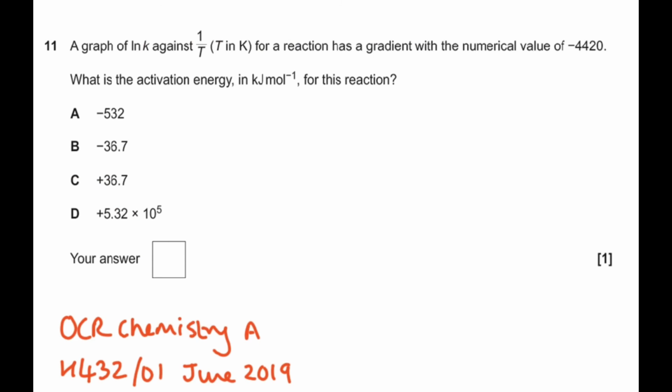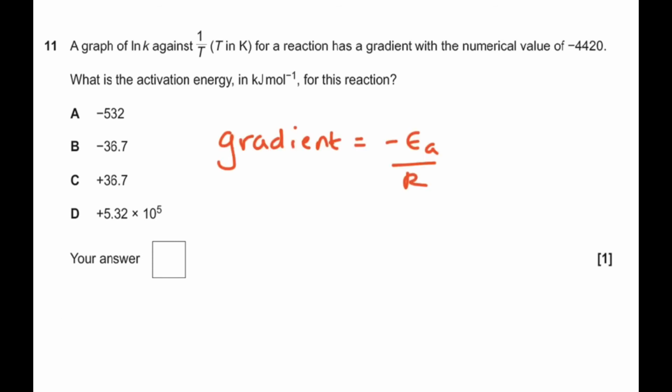And this exam question, a multiple choice question, is taken from the June 2019 OCR Chemistry A H432/01 paper. Let's see if you can work out the answer. Maybe you want to pause the video for a second and have a go at working out the answer yourself. We have been given the gradient, and you have to find the activation energy.